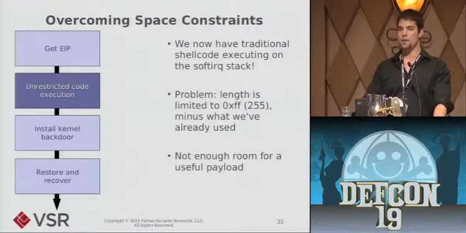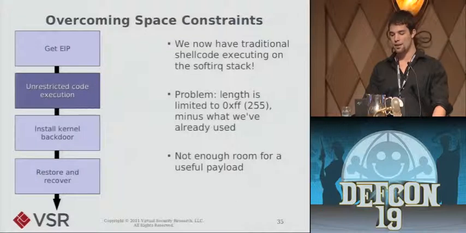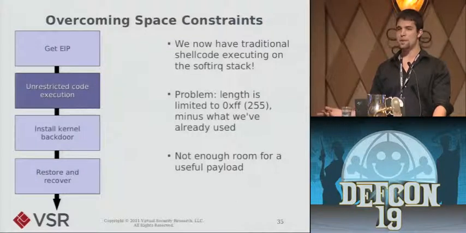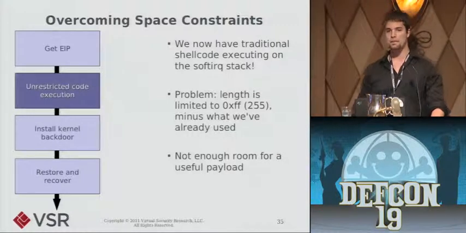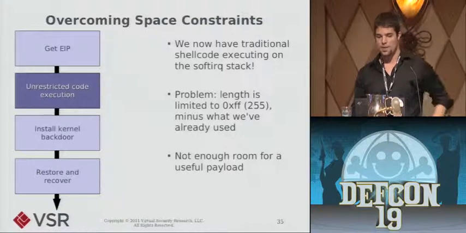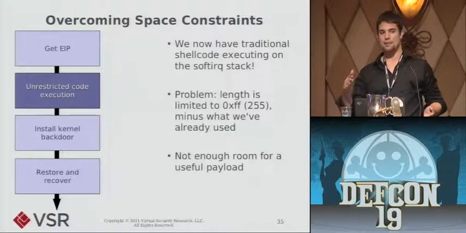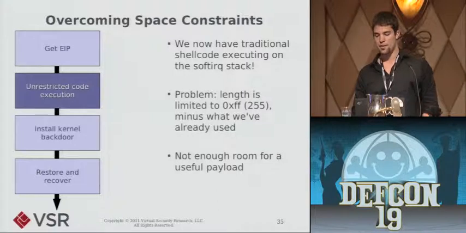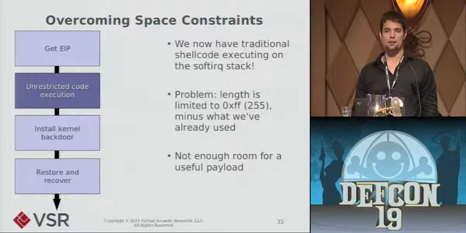So at this point we are running shellcode on the soft_IRQ stack in kernel mode. Great. But we've got a problem. The amount of data that we could have copied into our overflowed region is limited to 255 bytes, just by nature of the particular bug that we're exploiting. And we've already used a whole bunch of that to get up to the save return instruction. We've used more for our ROP payload. So we're running very low on space, and kernel payloads can be quite big, so we really need to overcome that space constraint.